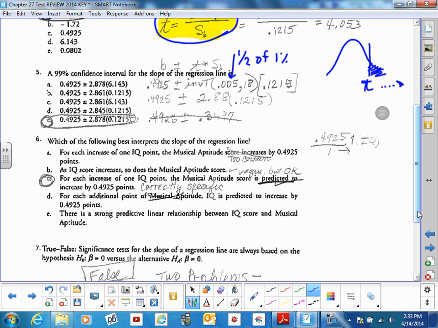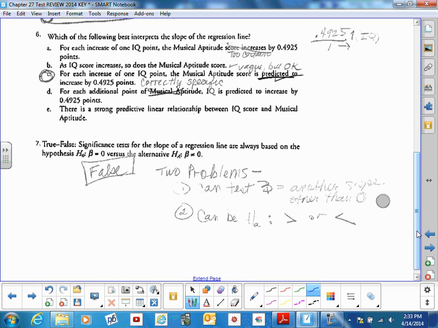Number 6 is a correct interpretation of the slope. A is too specific. It says that for every 1 increase in IQ, the aptitude score will increase by exactly that much. That's an approximation because all the different actuals are all around it. So C is the most correct.